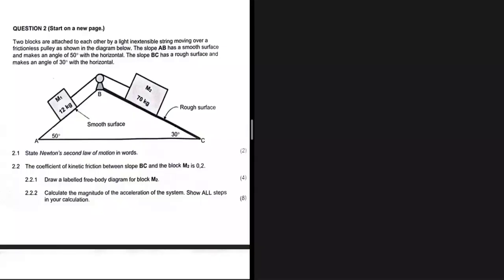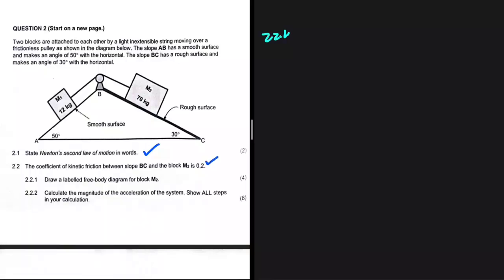I think I've defined Newton's second law of motion more than 100 times. So for this video, let me just skip it. Only these ones. Let's start with 2.2.1. The coefficient of kinetic friction between the slope BC and the block M2 is 0.2.